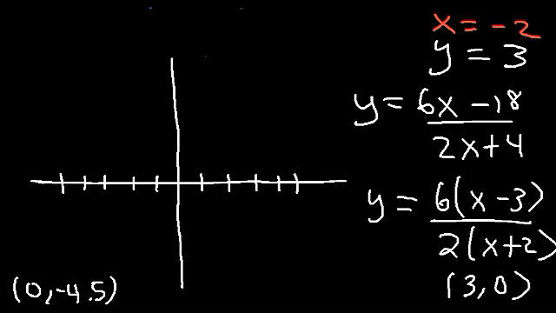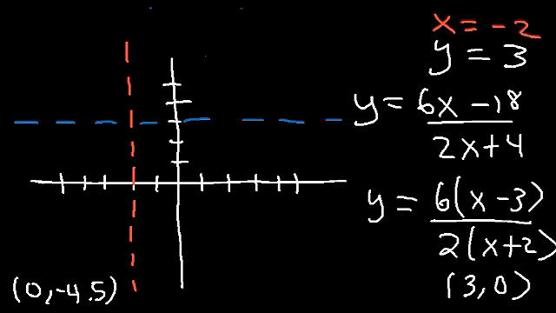So now let's graph it. So we have a vertical asymptote at negative 2, and the horizontal asymptote is y equals 3. So now let's plot the intercepts. So the x-intercept is (3, 0). Therefore, we can see that the function is going to look like this. It's going to be below the horizontal asymptote on the right side.